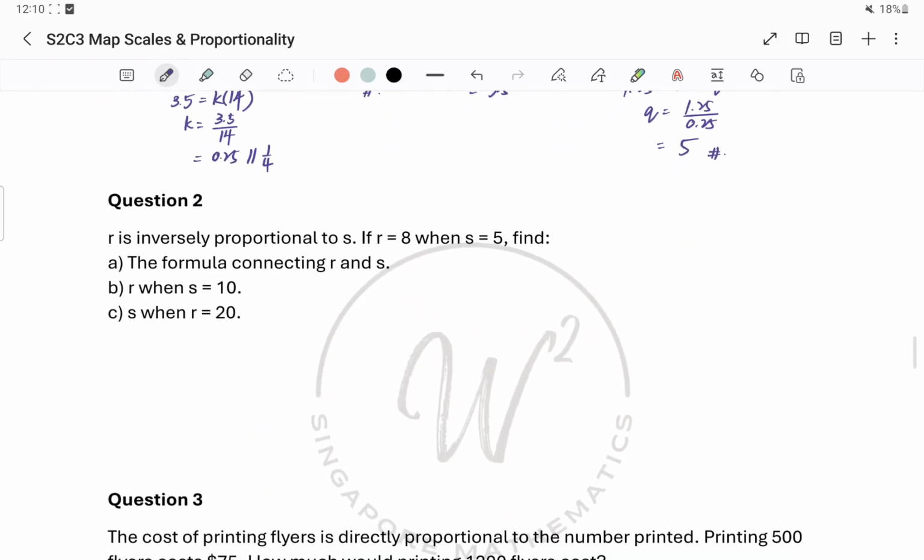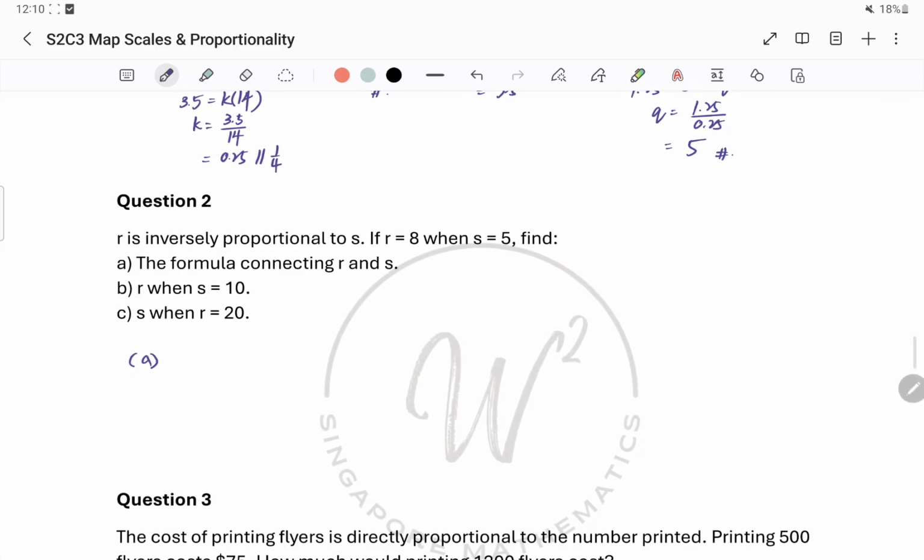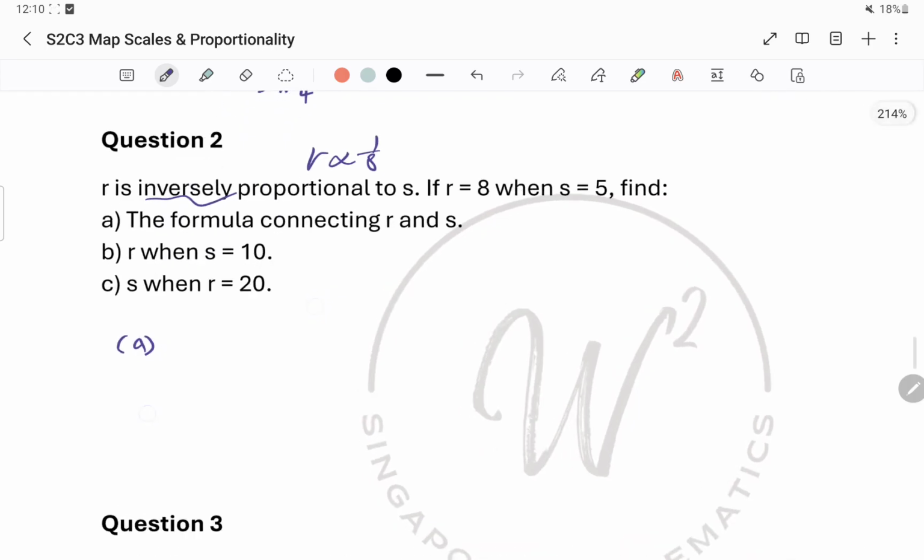Now question 2, same thing, we need to find the formula first. So we find the formula that connects R and S. R is inversely proportional to S, and if R equals 8, S equals 5. So now still the same thing, we need to find a constant first. So I have R equals K over S, right? When R equals 8, S equals 5. So K equals R times S, which is 5 times 8, you will get 40. This means your formula is R equals 40 over S.